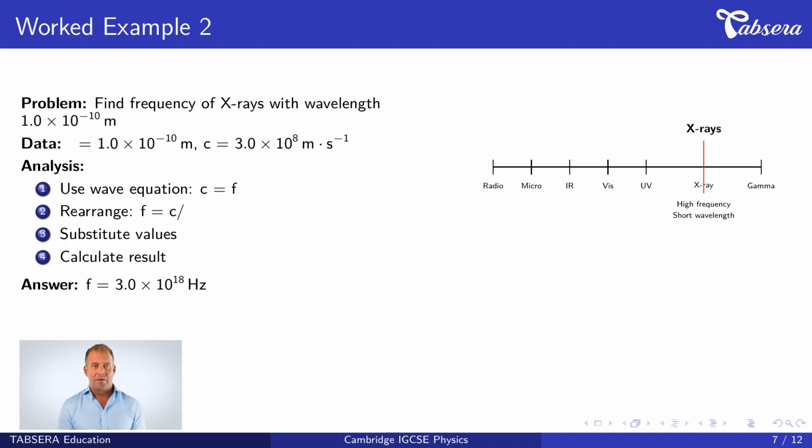Second, rearrange to find frequency, f equals c divided by lambda. Third, substitute values. f equals 3.0 times 10 to the power 8 divided by 1.0 times 10 to the power minus 10. Fourth, calculate the result. f equals 3.0 times 10 to the power 18 Hz. The diagram shows X-rays position on the spectrum, confirming this is high-frequency, short wavelength radiation.